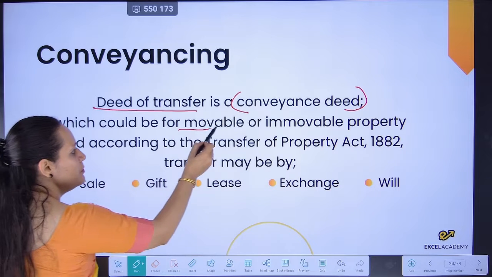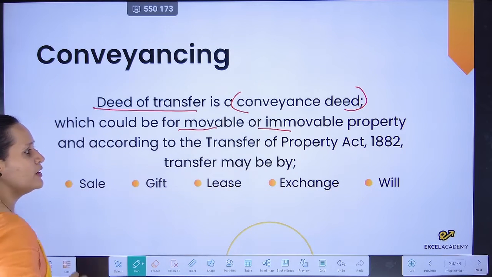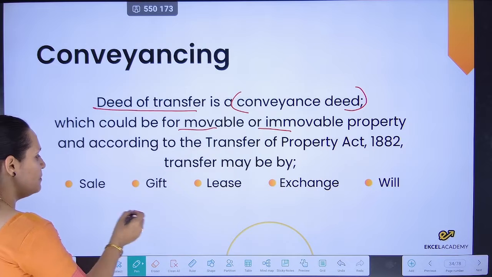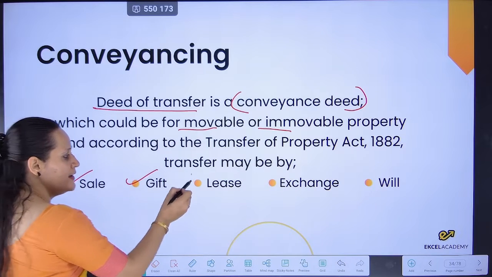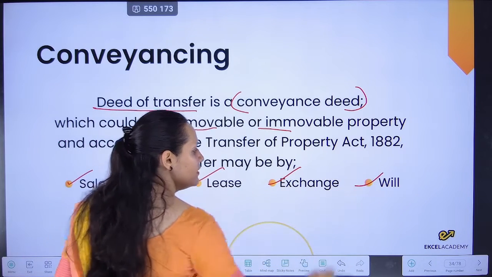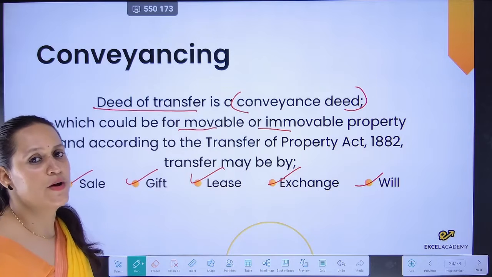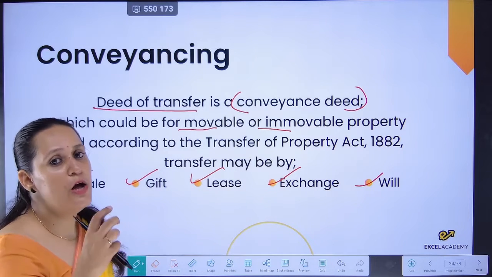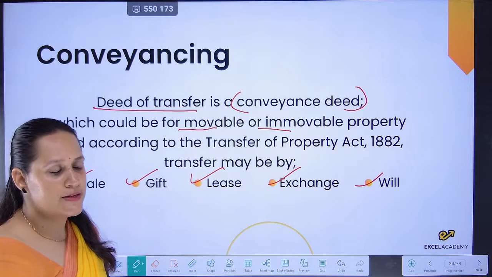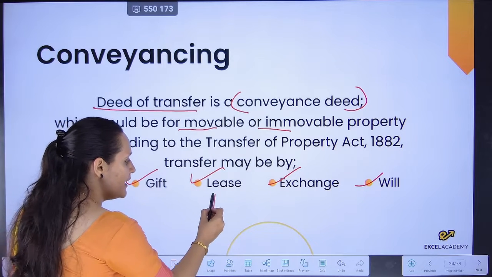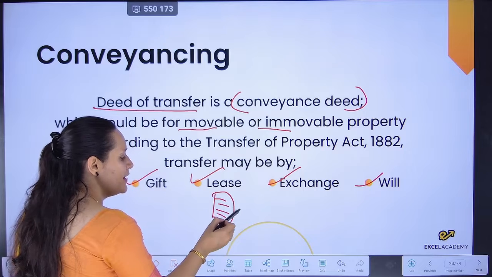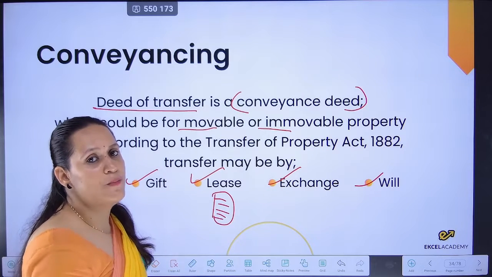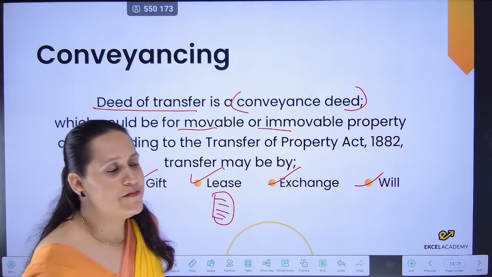Which could be for movable or immovable property subject to the applicable Act, and it could be a sale deed, gift deed, lease deed, exchange deed or will. Through all of these, we are going to transfer some kind of interest or property from one person to another person, and whichever document contains the terms and conditions of transfer, that document, that process is called conveyancing.